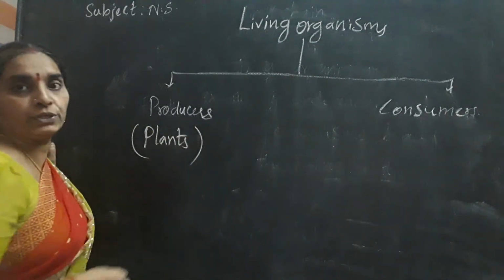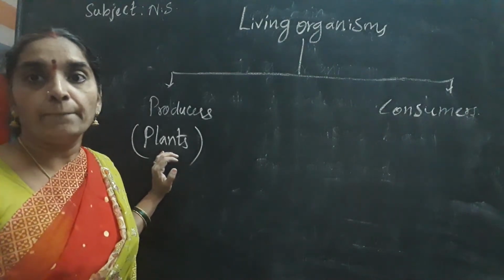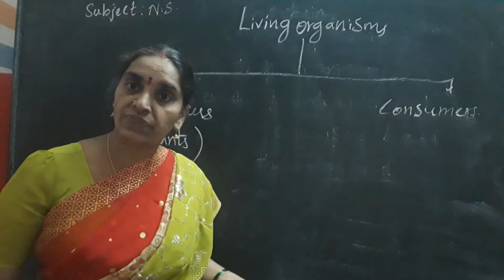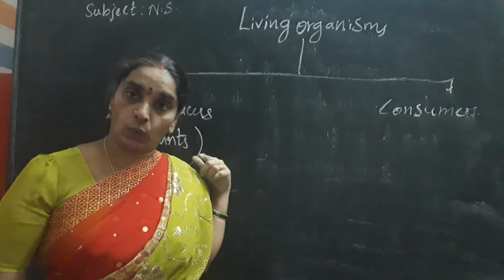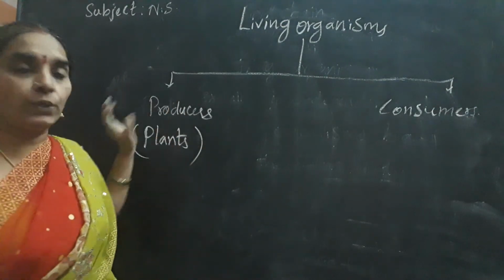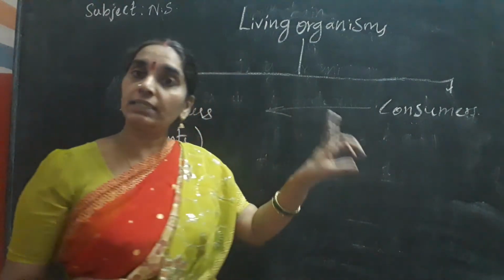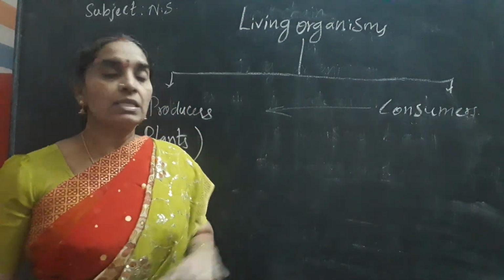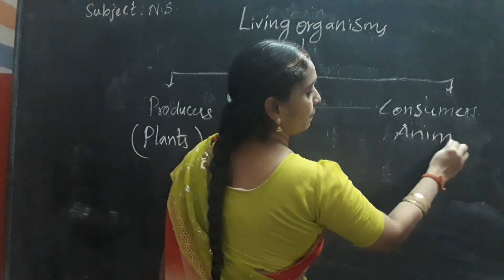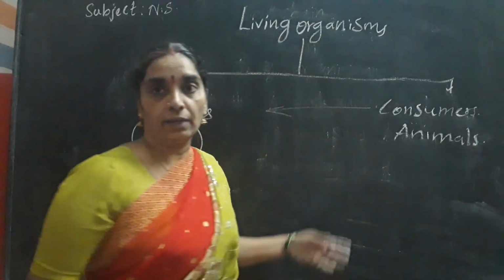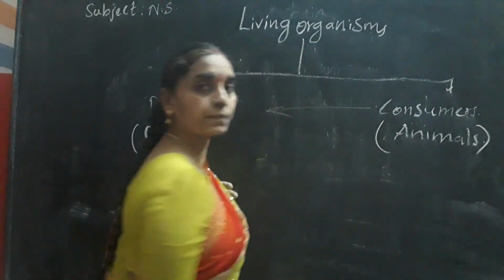Plants are producers. Why are plants producers? Because they prepare their own food by taking the water and mineral salts from the soil, using the sunlight and chlorophyll. They prepare their own food, so they are called producers. Whereas consumers depend on plants or other animals for their food. So animals are called consumers.